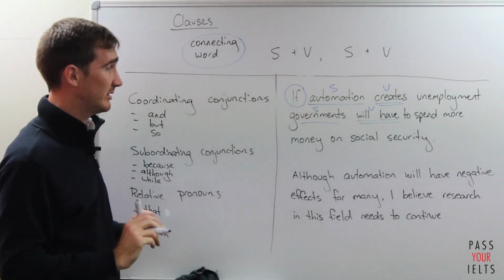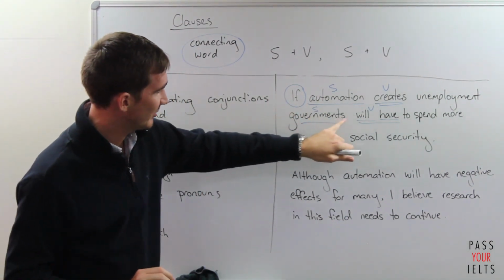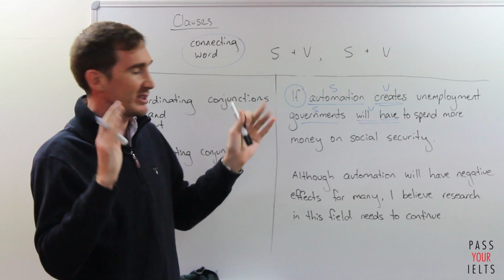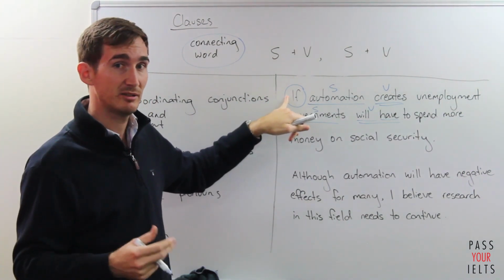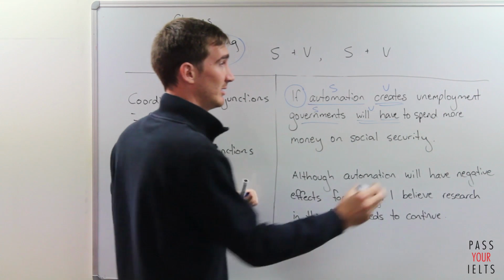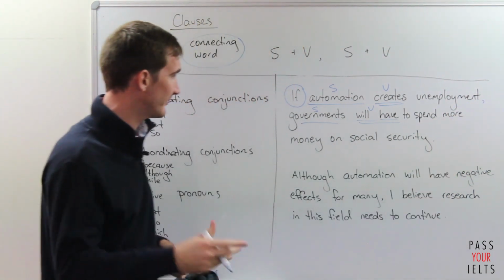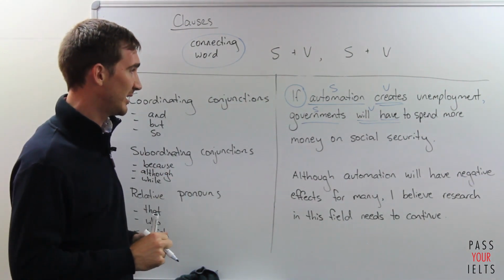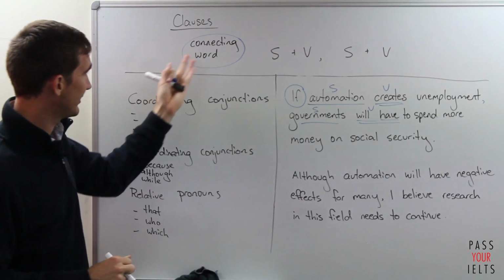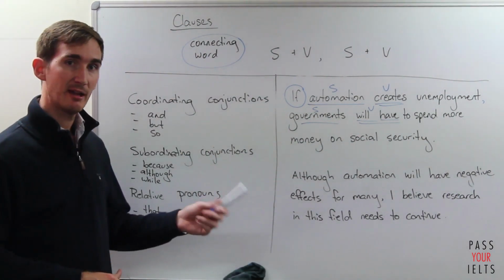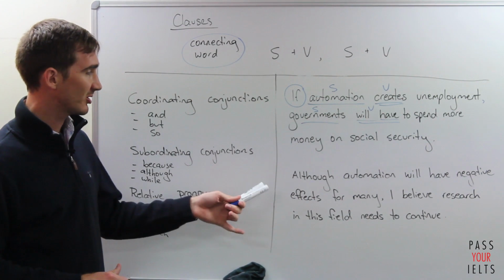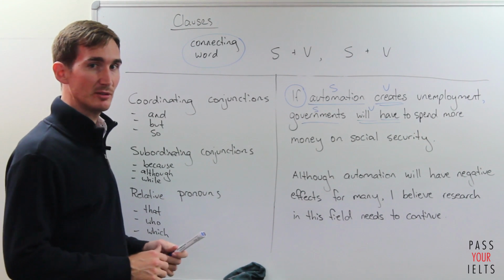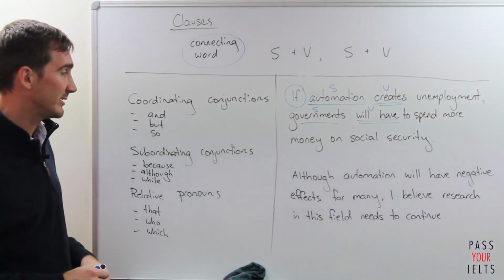Now, what this means is that I've got a connecting word between unemployment and governments. It's invisible. It's there, but it's not. It's at the beginning. So what I need to do to show that I do have a connecting word is put in a comma. So finally we have, if automation creates unemployment, comma, governments will have to spend more money on social security. There you have this structure. Let's look now at the second example sentence. This is a common structure I use for introductions and conclusions. You will have seen that already if you look at video 1 in my essay writing series.